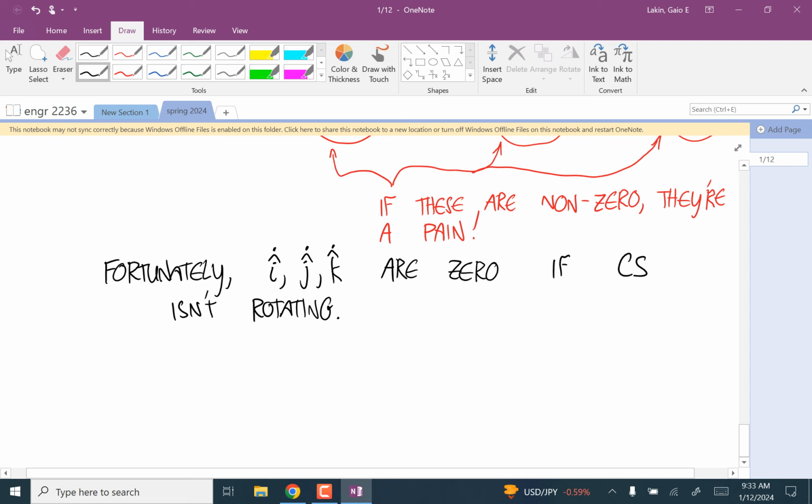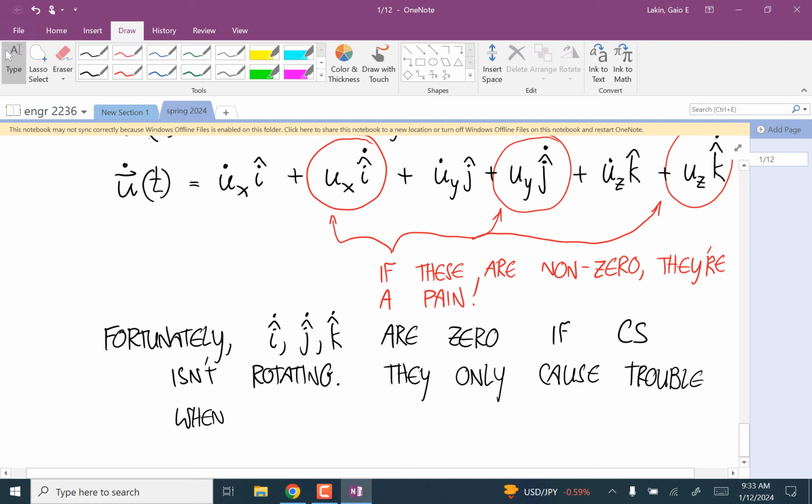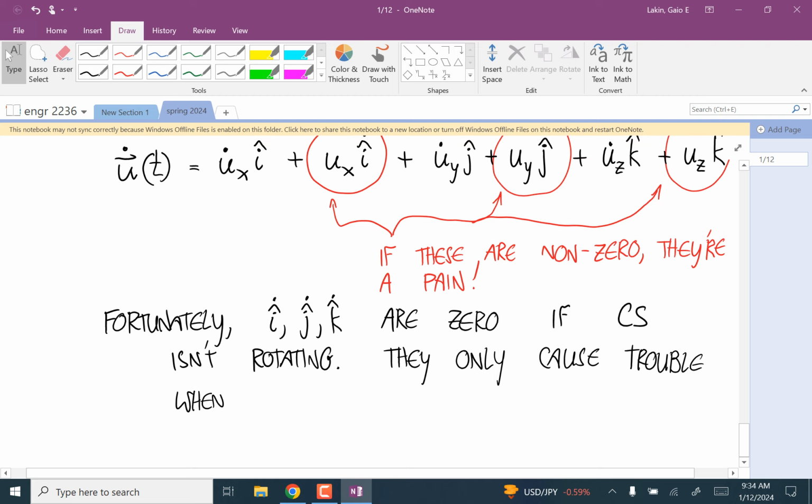And that means they're only there to cause trouble when you have a rotating coordinate system. They only cause trouble. And the coordinate hat with a dot just means that coordinate with respect to time, or over time. Correct. Yep, exactly. When we get to rotating coordinate systems, I'll give a little intuitive sense of what that vector looks like. But for now, this is just a first glance at it. They only cause trouble when the coordinate system is rotating.